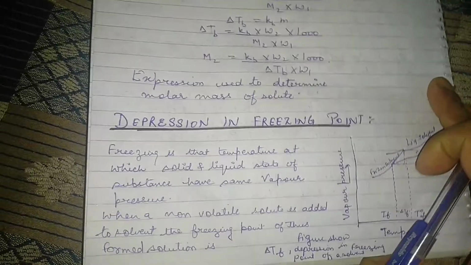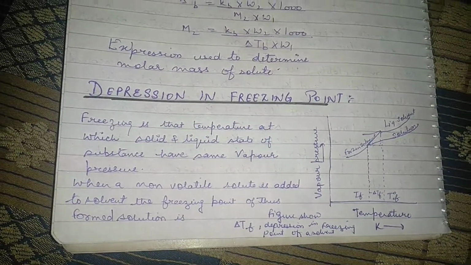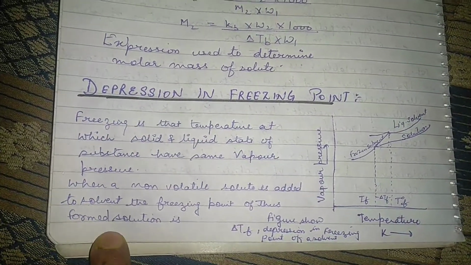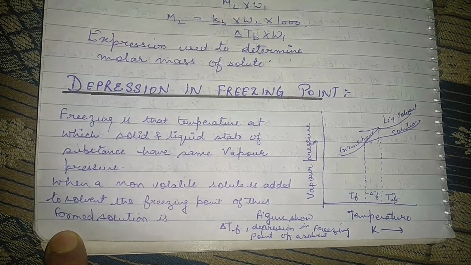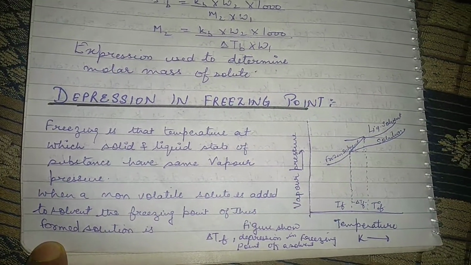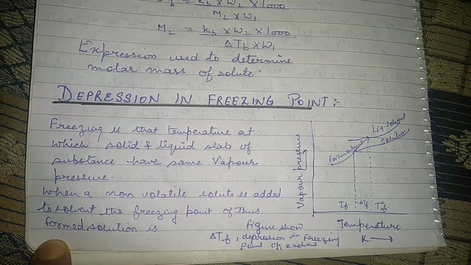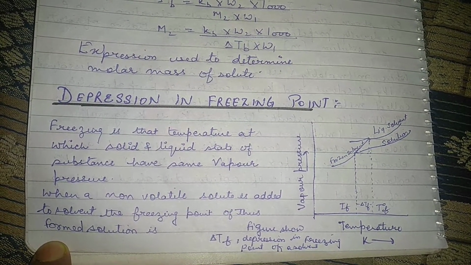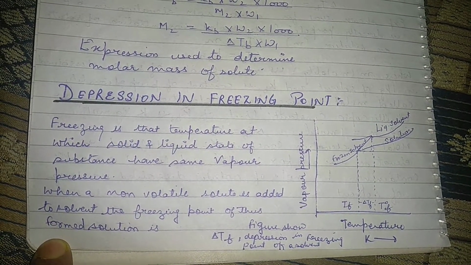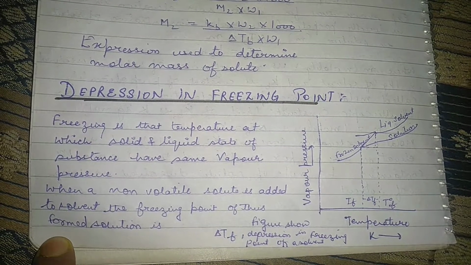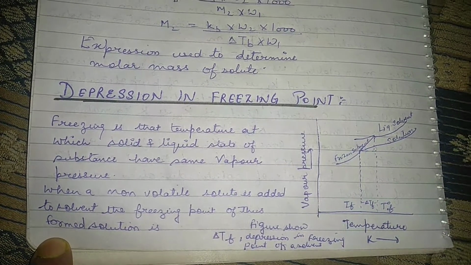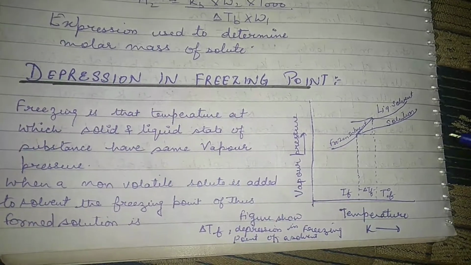Okay, now coming on to the next one, that is depression in the freezing point. This is also a colligative property. Let's read what is written over here. This is the definition of the freezing point: the freezing point is the temperature at which the solid and liquid states of a substance have the same vapor pressure. And this is the graph which is given in your NCERT book also.